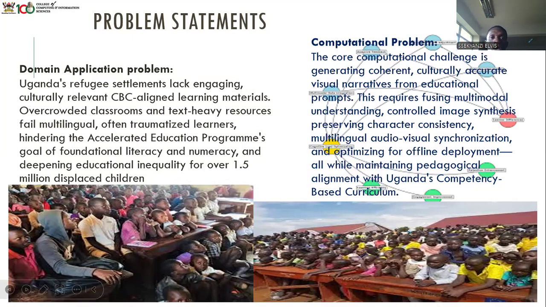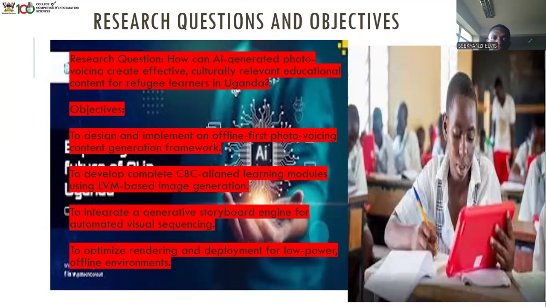So, research questions. Firstly, how can AI generated photo voicing create effective culturally relevant educational content for refugee learners? Under the following objectives, one of the objectives is to design and implement an offline first photo voicing content generation platform. This means we aim at creating a model that is able to work offline on low resource devices such as mobile devices like tablets, phones, among others.